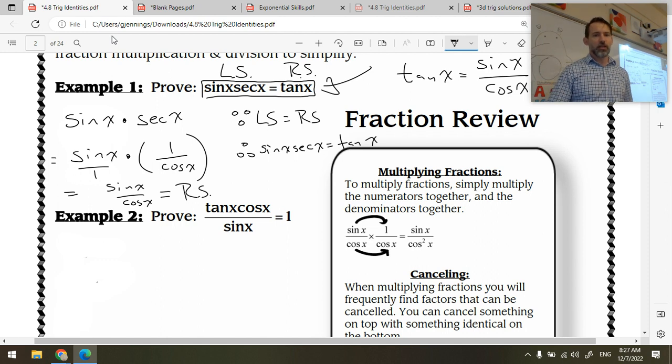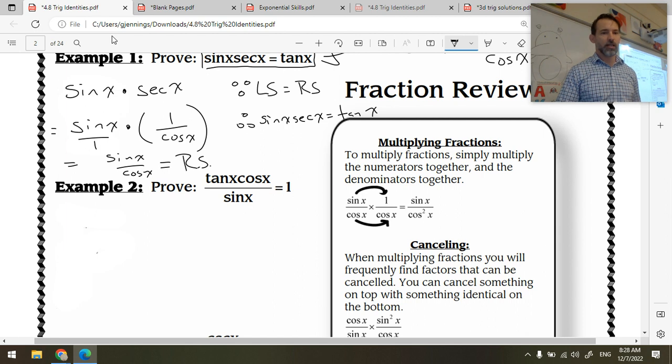Okay, next one. Let's prove that tan x multiplied by cosine x divided by sine x is equal to 1. Okay, so here my left side has lots of funky stuff. My right side, there's nothing I need to do to simplify that. So let's leave the right side alone and work exclusively on the left side. So here I might say left side, okay, tan x, cosine x, sine x. So tan x, I'm going to write that as sine x over cosine x. That's tangent of x. And then that's going to multiply here cosine of x.